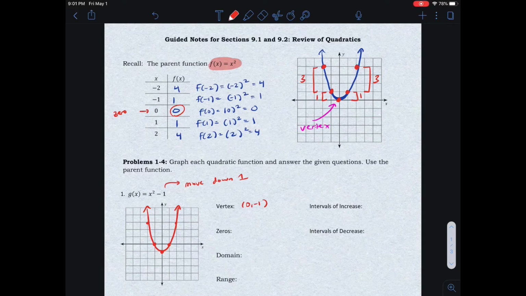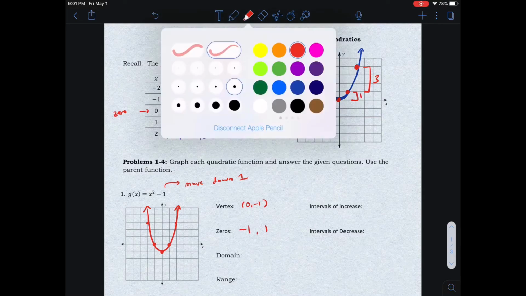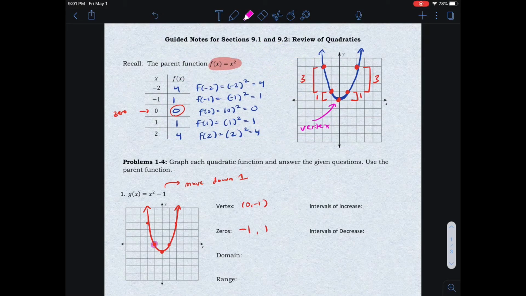So in this case, when we talk about zeros graphically, the zeros are where the graph crosses the x-axis. So it crosses it at -1 and it crosses it at +1. And I'm looking at these points right here when I look at the zeros, right? Those are my 2 points, okay?